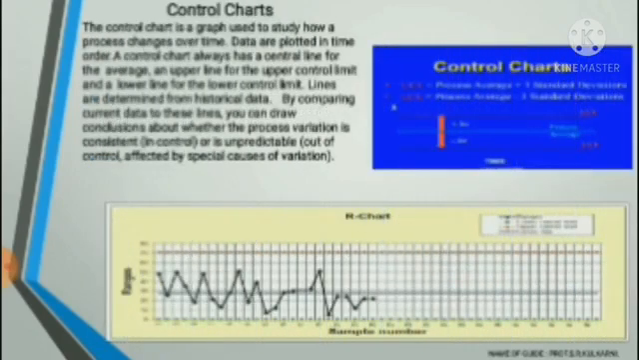Now let's see control charts. The control chart is a graph used to study how a process changes over time. Data are plotted in time order.